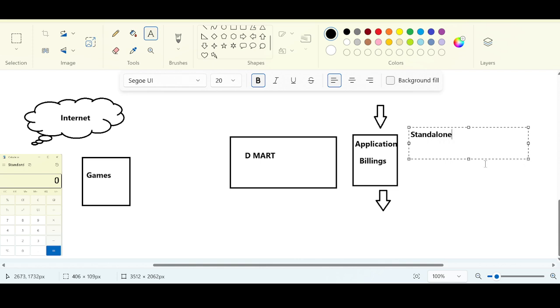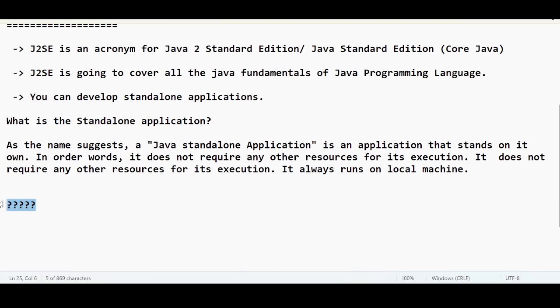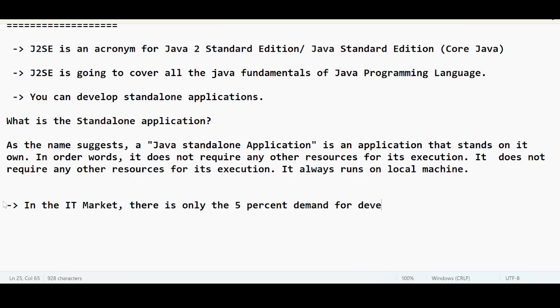There are many applications in the market like this, right? So I hope you have got some understanding about standalone applications. But look at this usage in the IT market. A very important statement that I'm going to introduce now: in the IT market, there is only 5% demand for developing standalone applications. If you have 100 jobs in the software industry, only 5% demand is there to develop standalone applications. So the odds are very tough, isn't it?